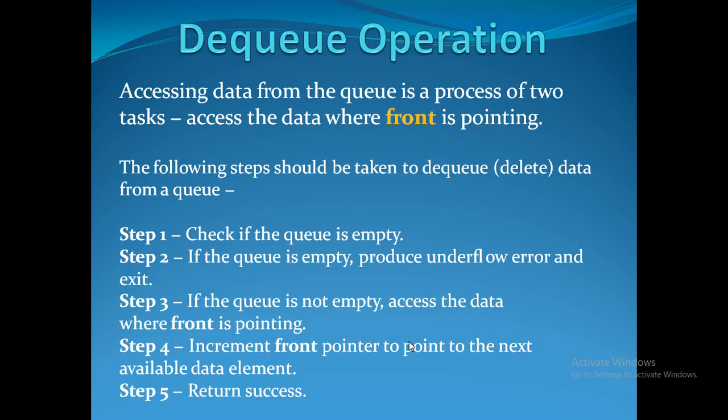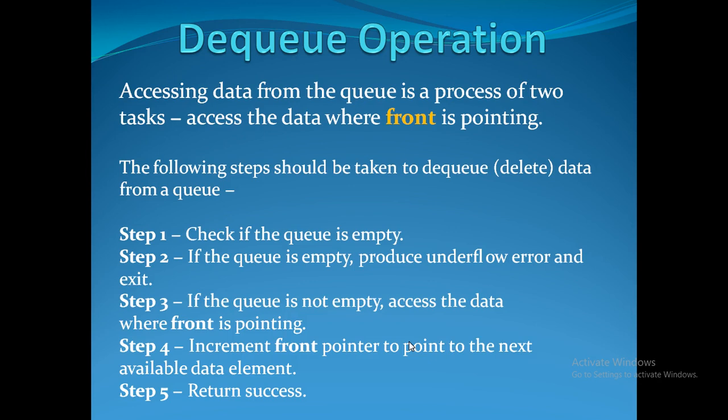For dequeue operation, accessing the data from the queue is a process of two tasks. Access the data where front is pointing. I already told you that we have two pointers, front and rear. Insertion or enqueue operation is performed at the rear end. Dequeue operation is performed at the front end. So before performing this operation, what do we have to do? Verify whether the queue is empty.